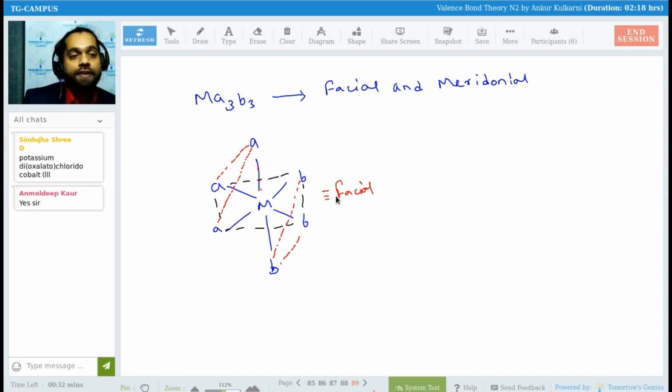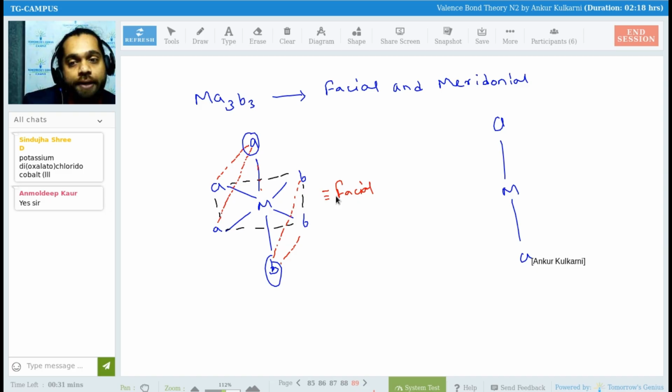Yes, that is your facial, at one face. Now, meridional means what? Apart from facial, meridional. How to avoid getting confused between facial and meridional in the exam? Meridional is a trans. That means, instead of AB in the meridional, simply write AA. Done. Simply write AA. You will not make any mistake.